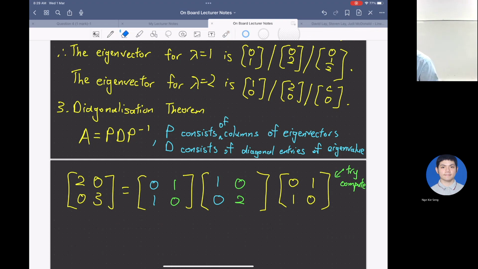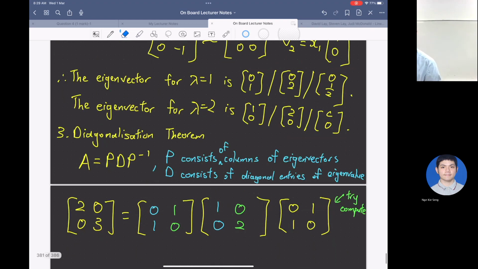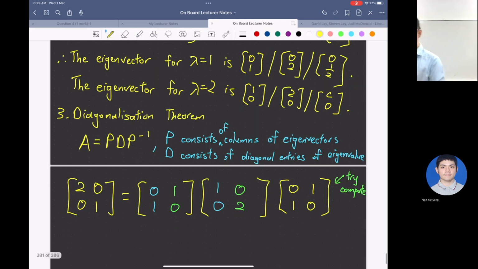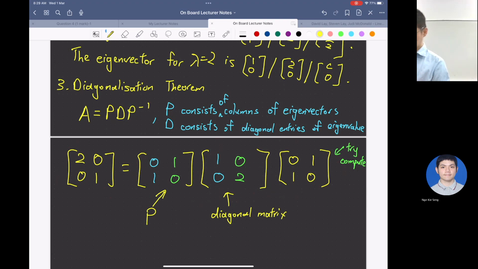Sorry, what's going on? Wait, sorry, I copied the wrong question. This is one. Okay. So I split my A into a diagonal matrix. So here is a diagonal matrix, and P has columns of eigenvectors.